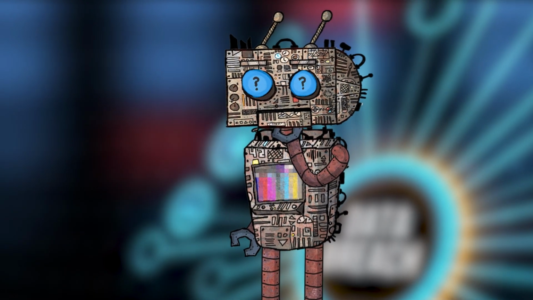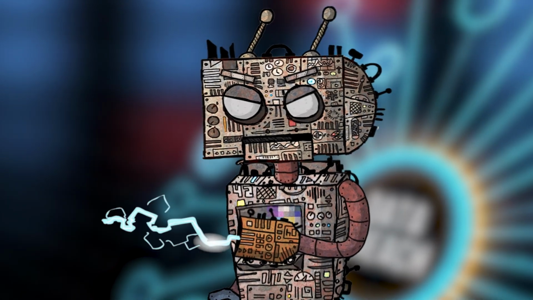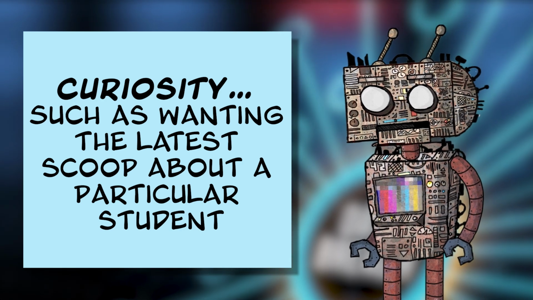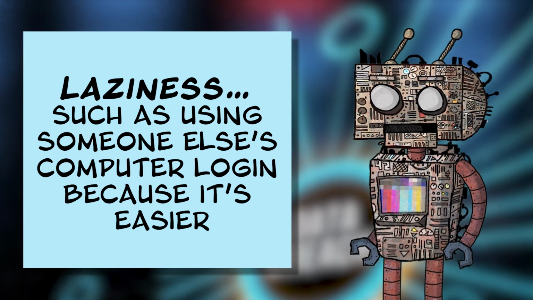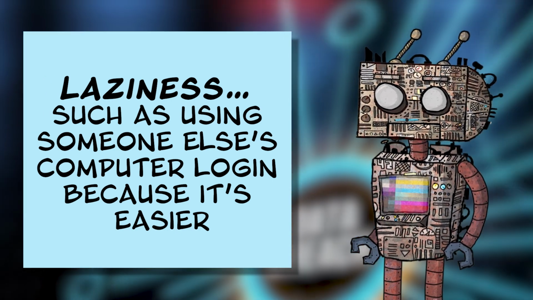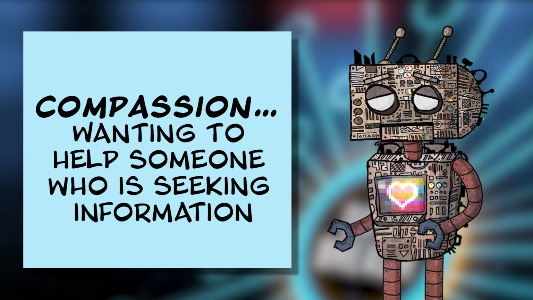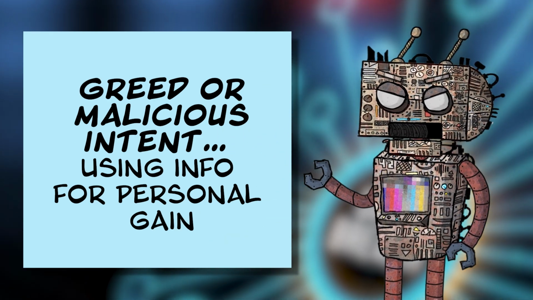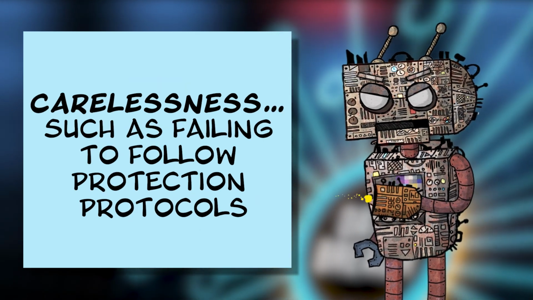Why do breaches happen? Here are a few reasons. Pay attention to the ones you are most likely to be guilty of. Curiosity, such as wanting the latest scoop about a particular student. Laziness, such as using someone else's computer login because it's easier. Compassion, wanting to help someone who is seeking information. Greed or malicious intent, using information for personal gain. Carelessness, such as failing to follow protection protocols.